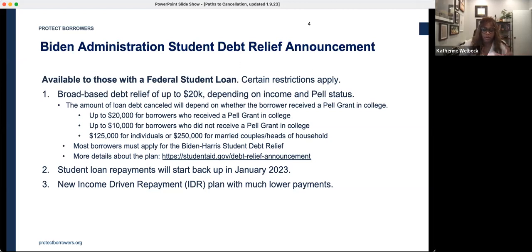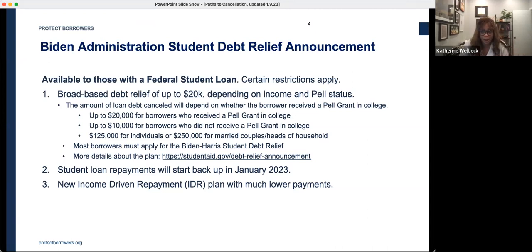To be eligible, borrowers must have earned under $125,000 as an individual or $250,000 as a couple or head of household in either the 2020 or 2021 tax year. For the majority of borrowers, an application process is required, but for those who've already shared income information with the Department of Education, there's a slightly different process.